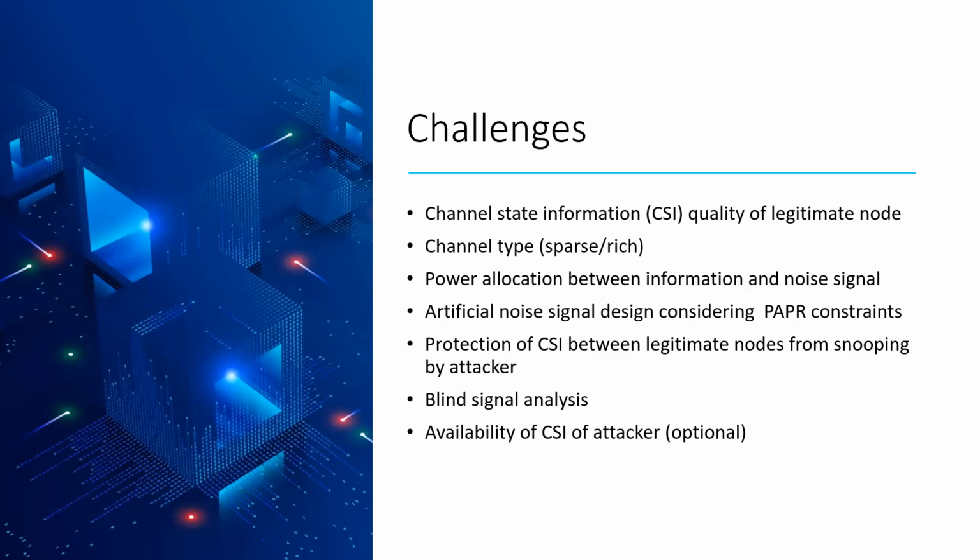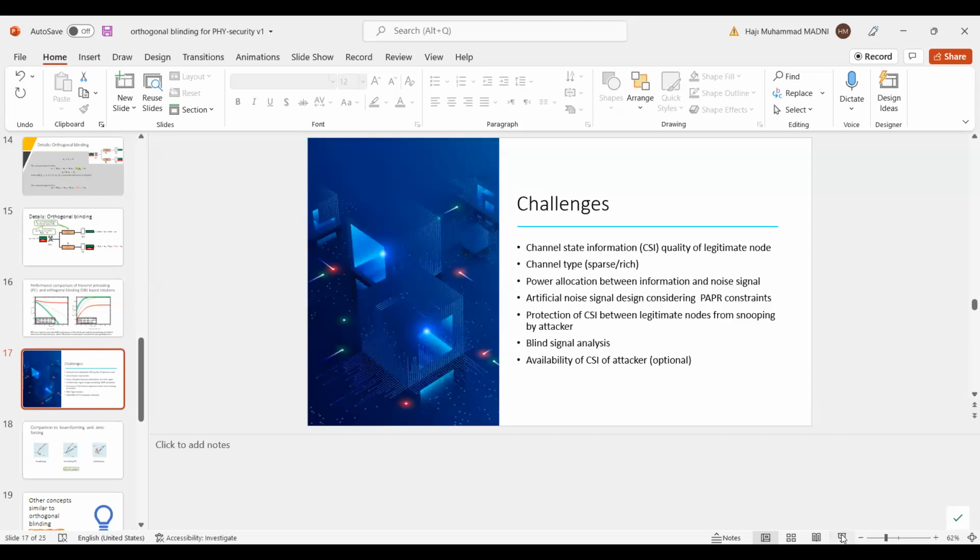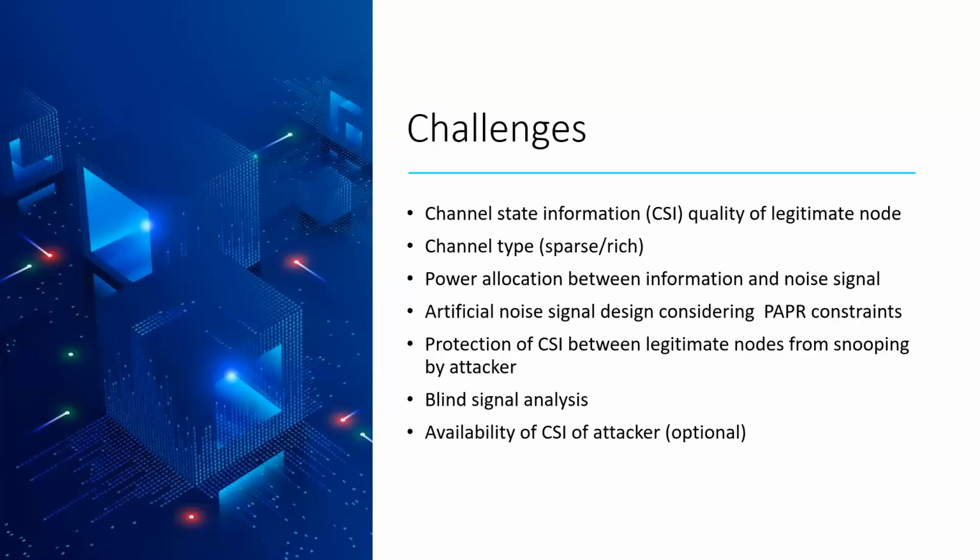There are some works in the literature talking about this, such as CSI Snoop and this kind of work. They are able to extract information related to the legitimate node's channel by reverse engineering the precoder matrix. Finally, there are some works that exploit blind signal analysis to attack these artificial noise based techniques.